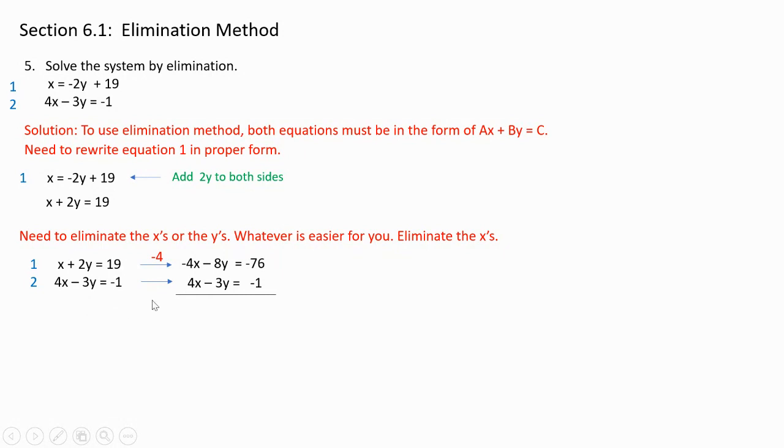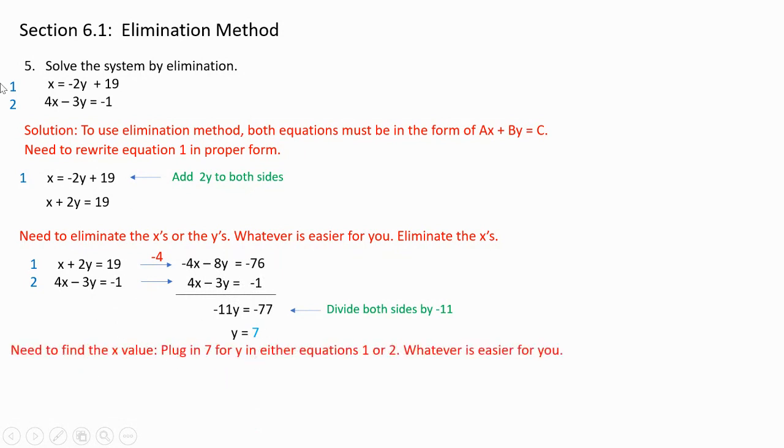Now we add them, right? So that the x's will be eliminated because negative 4x plus 4x will give me a 0. But negative 8y minus 3y will give us negative 11y. And negative 76 minus 1 will give us negative 77. Now we divide both sides by negative 11. And the result is y equals negative 7.